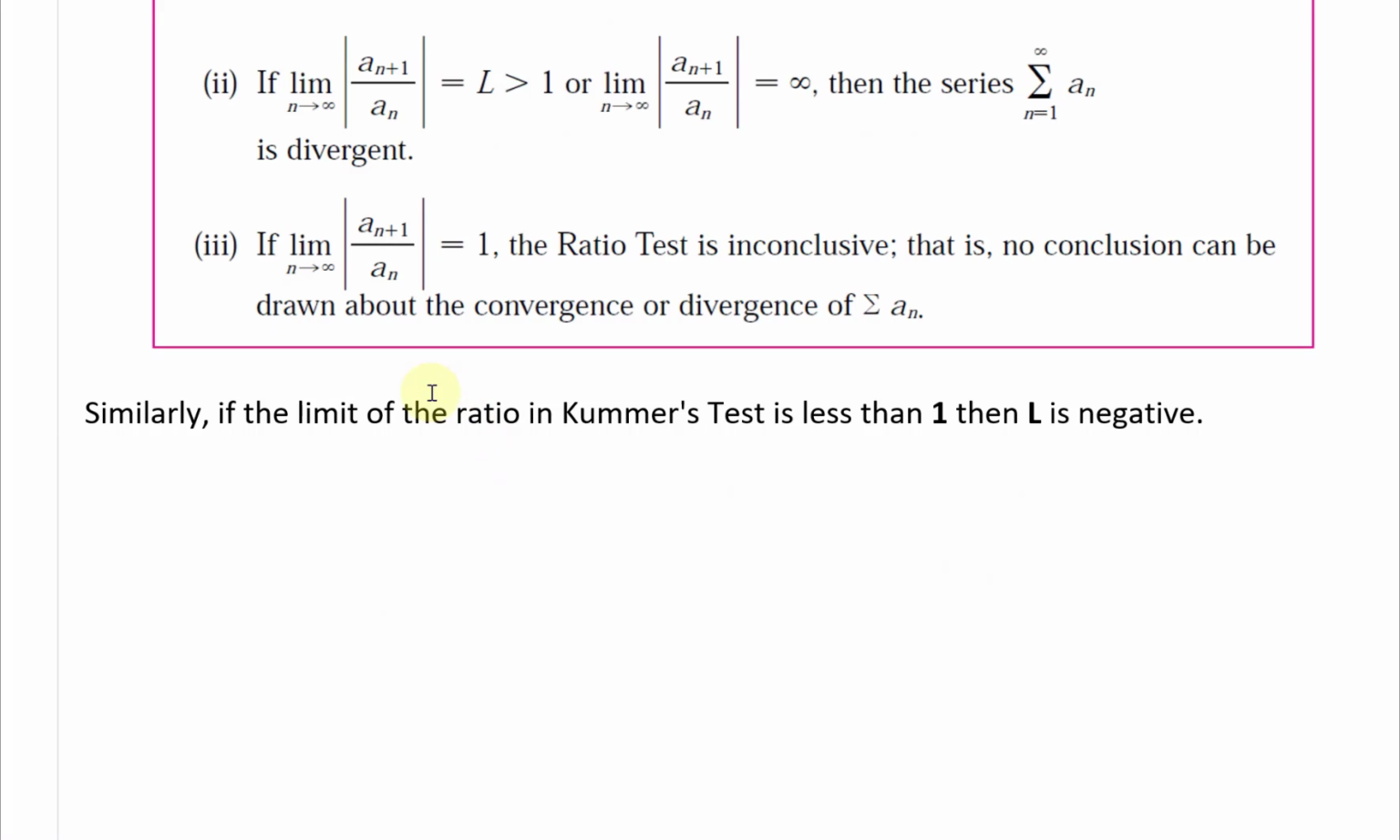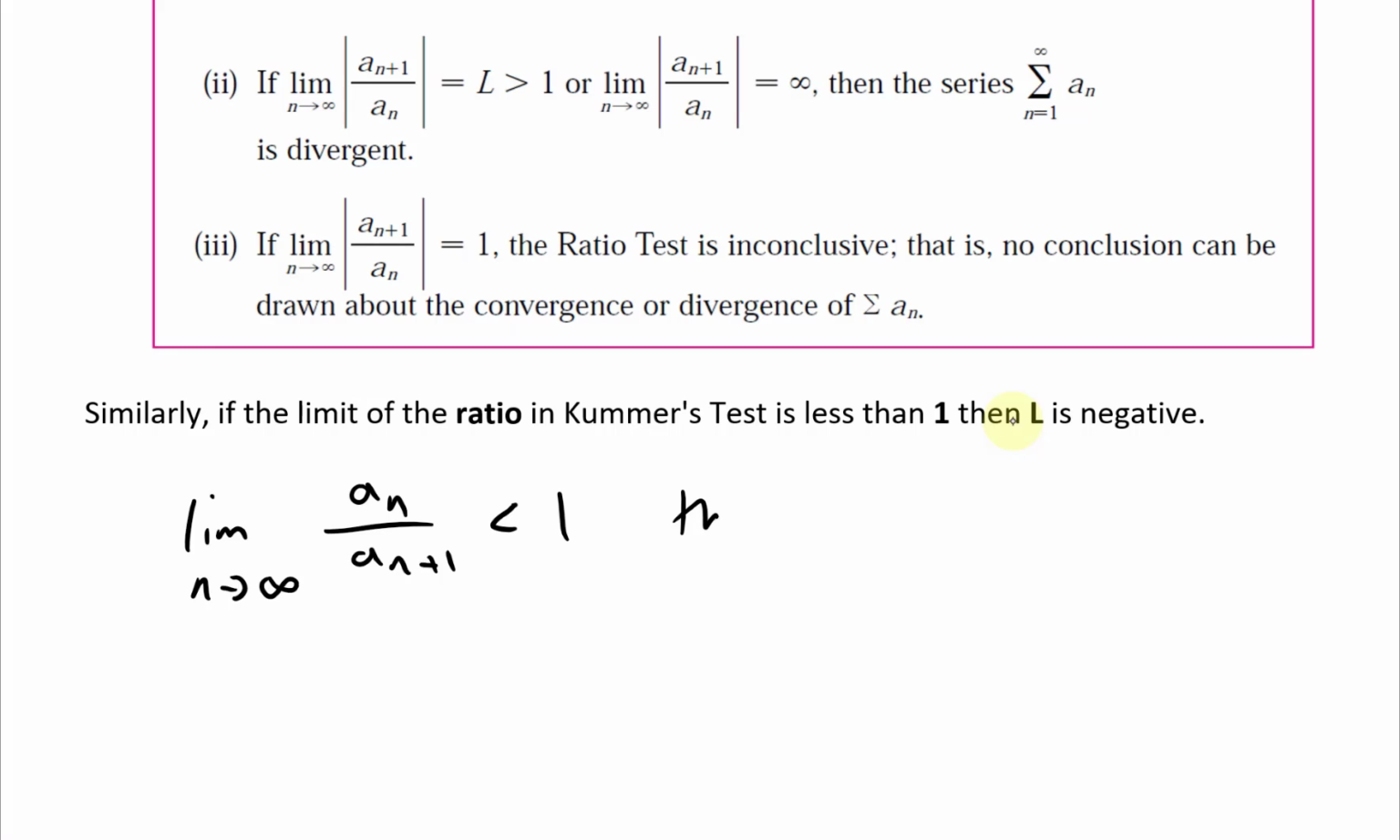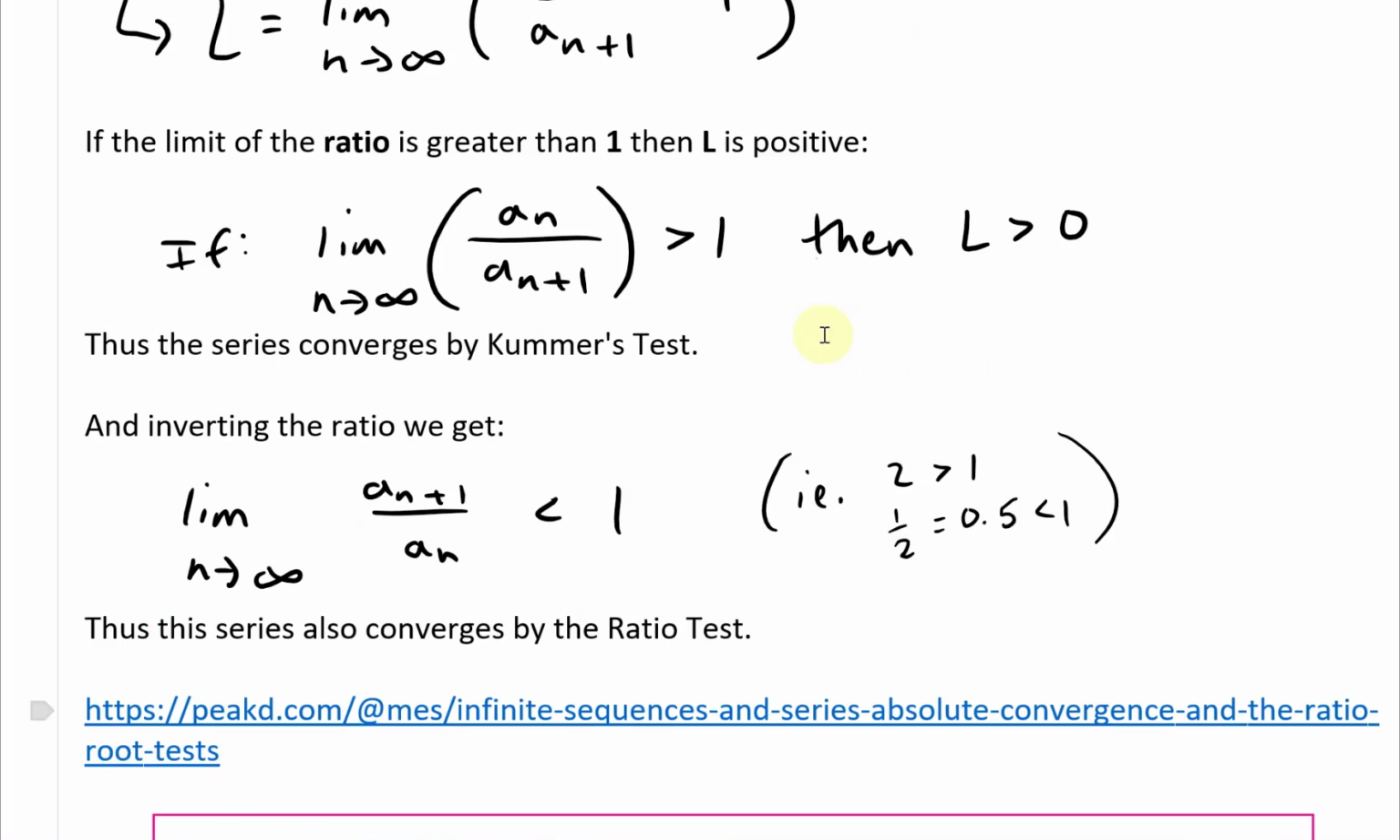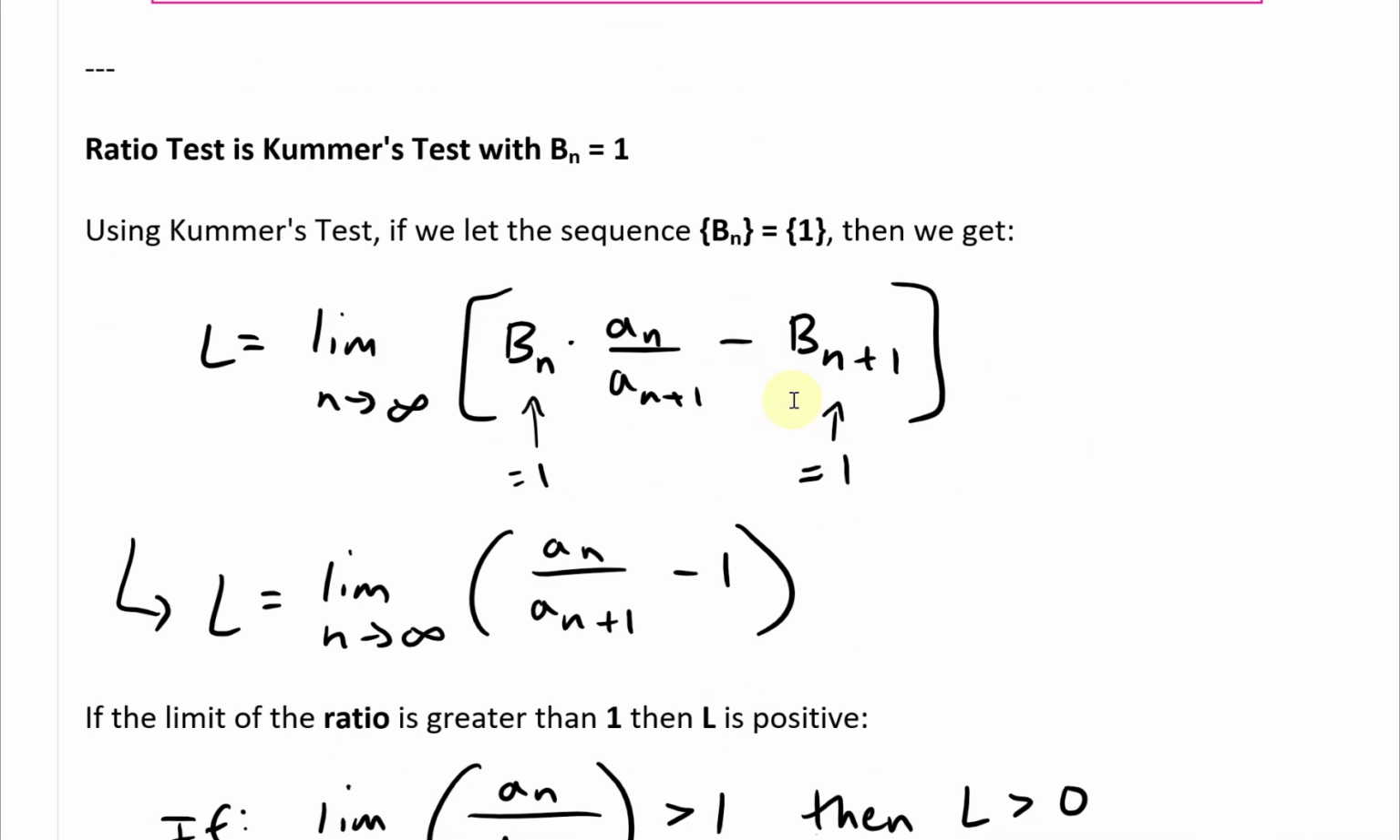Similarly, if the limit of the ratio in Kummer's test is less than 1, then L is negative. Let's look at the ratio, and I'll put this in bold as well. If the limit, which is the inverse of the ratio test, as n approaches infinity of an over an plus 1 is less than 1, then L is less than 0, as we saw scrolling up here.